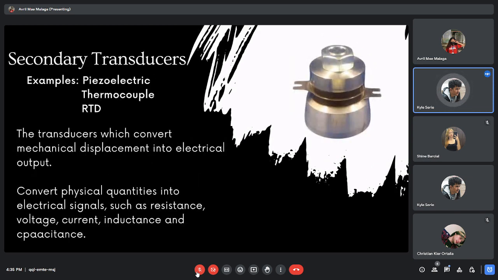Next is the secondary transducer. Here are three examples: piezoelectric, thermocouple, and RTD. RTD is a resistance temperature detector. These transducers convert mechanical displacement into electrical output, converting physical quantities into electrical signals such as resistance, voltage, current, inductance, and capacitance. So that's it for the primary and secondary transducers.